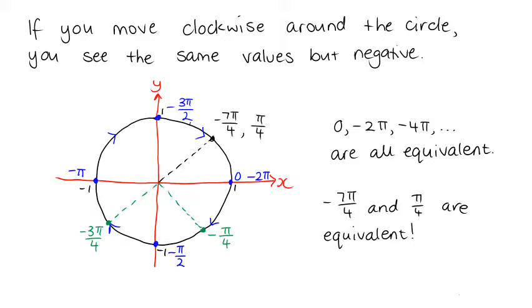Yes? At the bottom, what is that negative 1? It means at the point negative 1. It's the radius. Oh, okay.